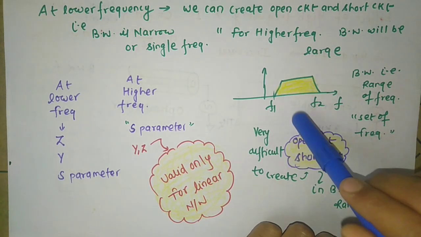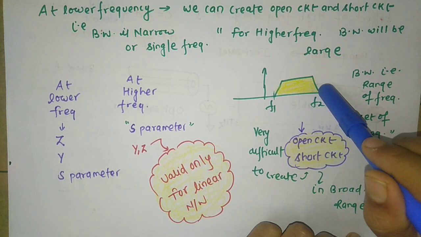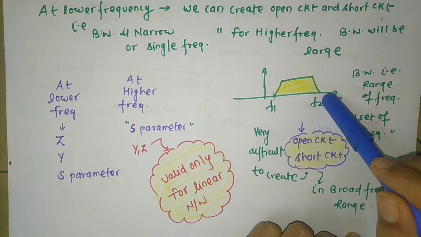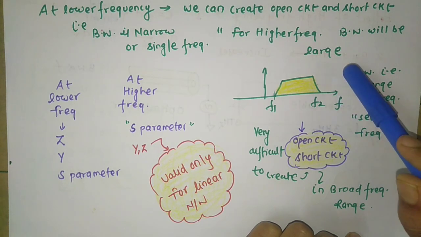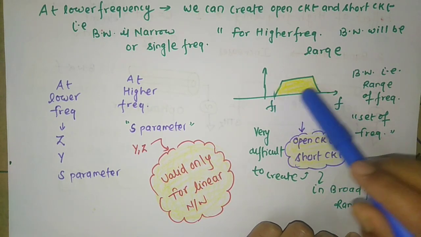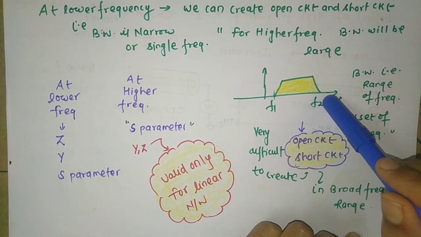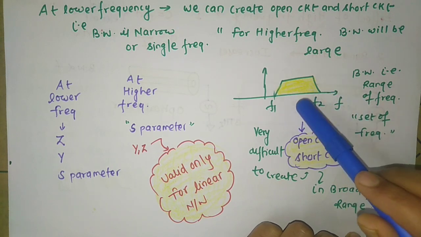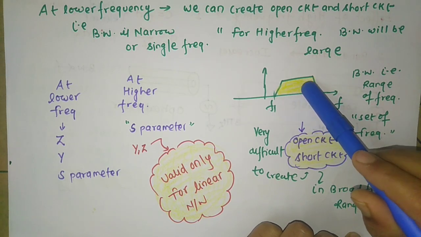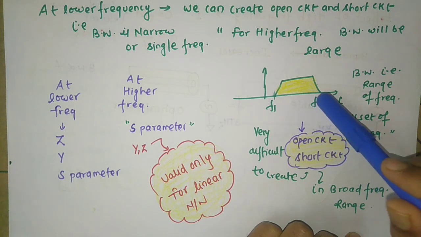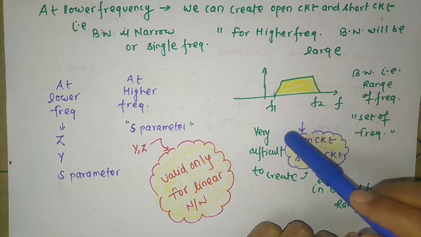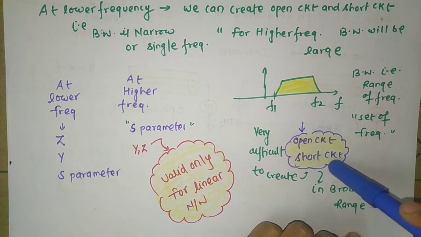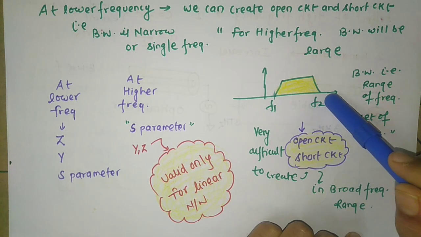Now you are using high frequency, meaning bandwidth will increase. This is the bandwidth. In the case of bandwidth, we always consider the positive frequencies. Remember it. What is bandwidth? Bandwidth means a range of frequencies. In this range, there are multiple frequencies, thousands of frequencies. For thousands of frequencies, it is very difficult to create the open circuit and short circuit in a broad frequency range.